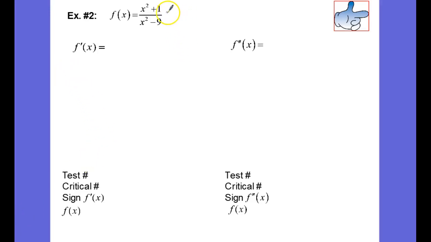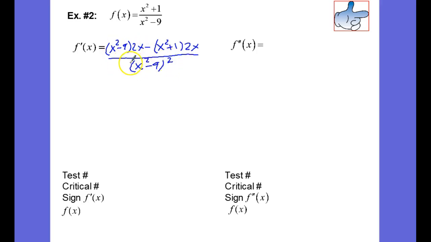Here we have a rational function, (x squared plus 1) over (x squared minus 9). And so we're going to have to apply the quotient rule when we take the derivative. So let's go ahead and get started with that. We start with the bottom, x squared minus 9, times the derivative of the top, which is 2x, minus the top, x squared plus 1, times the derivative of the bottom. And that's going to be divided by the bottom squared.